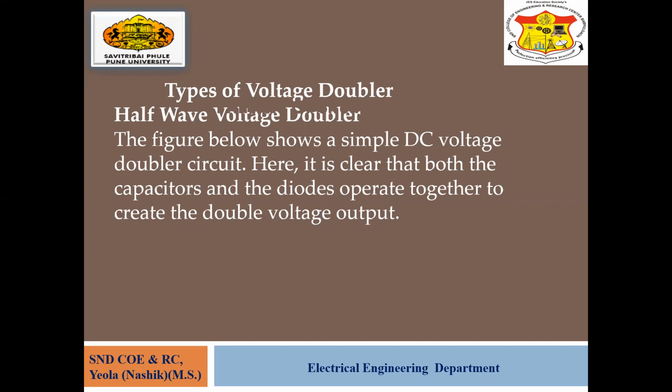At the start, we saw the half wave rectifier circuit and studied the full wave rectifier circuit. In the half wave doubler, the figure below shows a simple DC voltage doubler circuit. It is clear that both the capacitors and diodes operate together to create the double voltage output. No more components are required: a single supply, two diodes and two capacitors. These components double the input supply voltage, so it is called a doubler circuit.